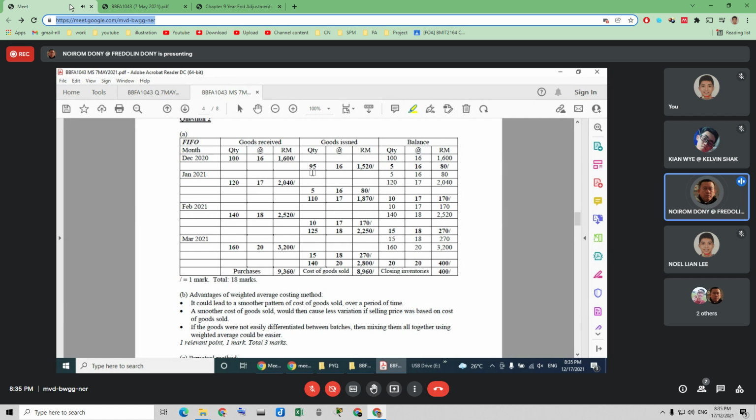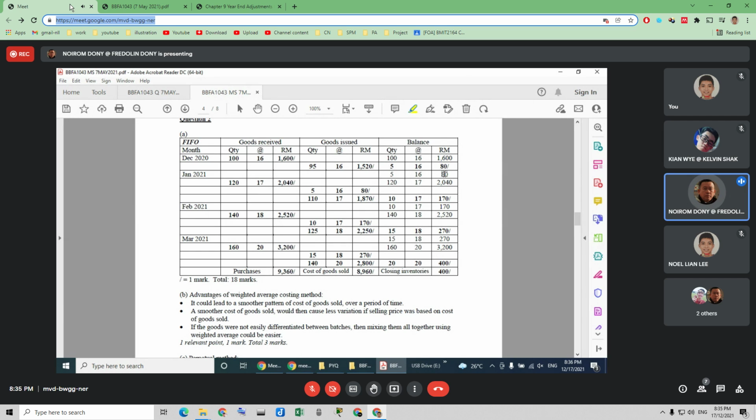Then you update your balance. If you have issued 95 from the balance quantity of 100, you minus 100 minus 95, so remaining 5. And what is the cost price? 16. So 80 altogether. In January 2021, this becomes an opening balance, so you rewrite 5, 16, 80.